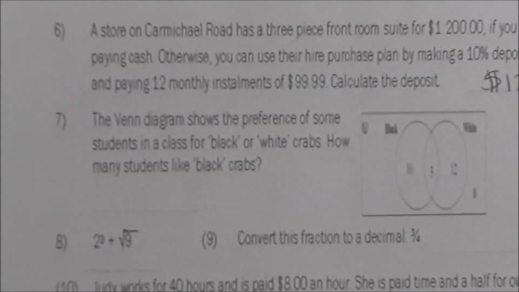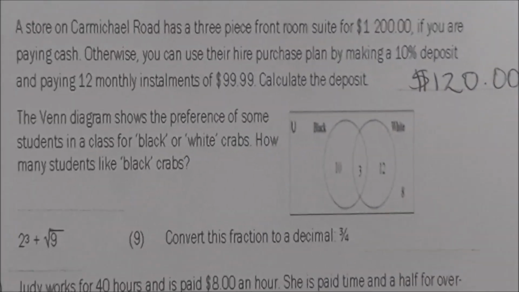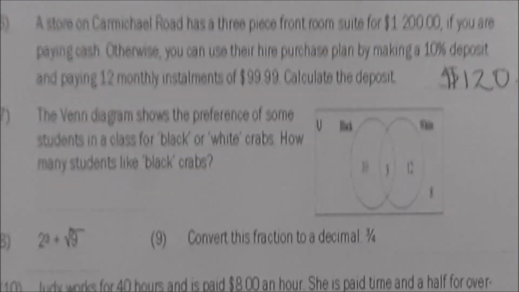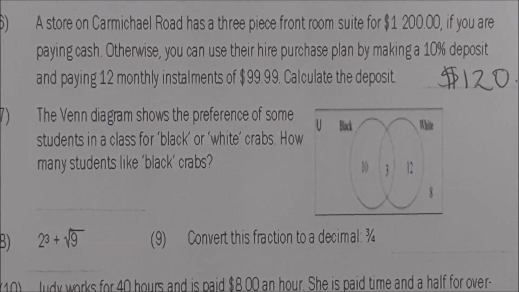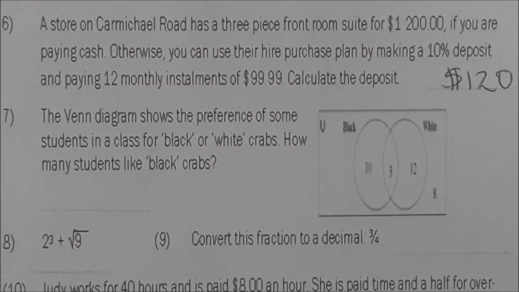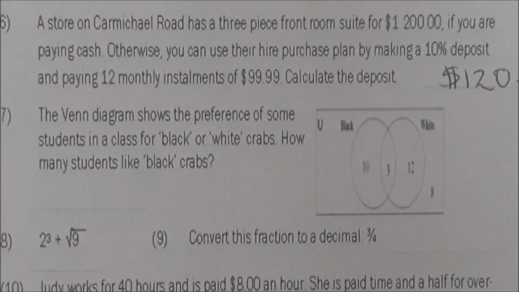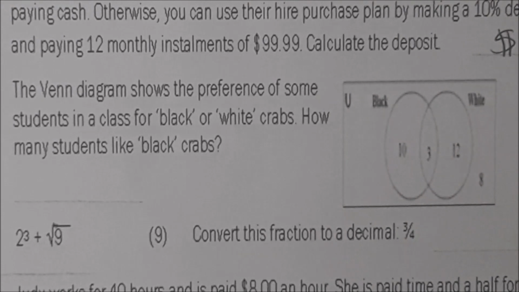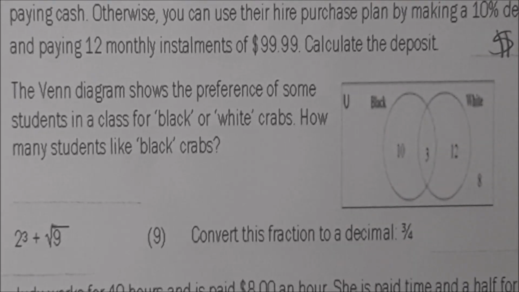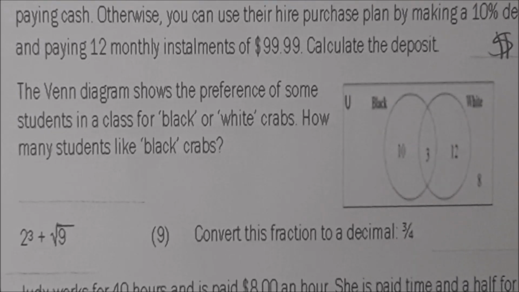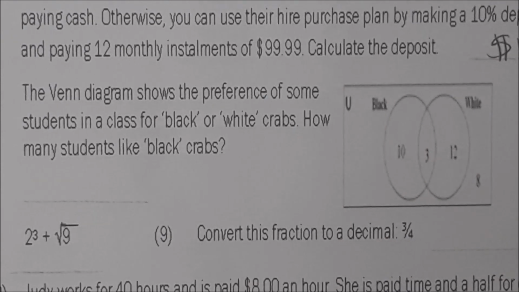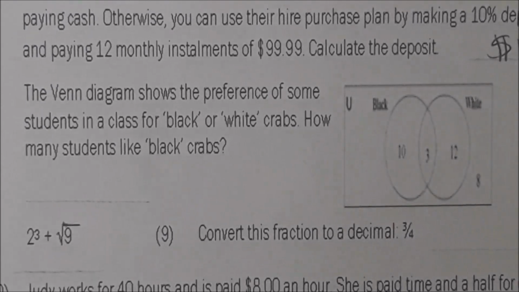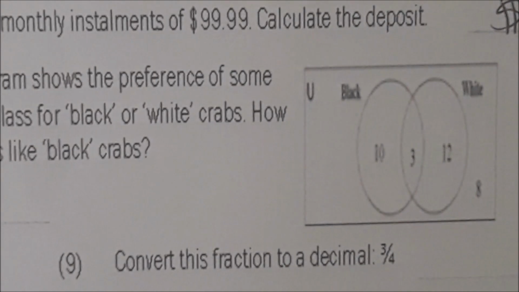Bring it back. Okay. We are going to number 7. Go to number 7. Read it. The Venn diagram shows the preference of some students in a class for black or white crabs. How many students like black crabs? Okay, let me show a close-up of the Venn diagram. Let us see how you're going to do this one.